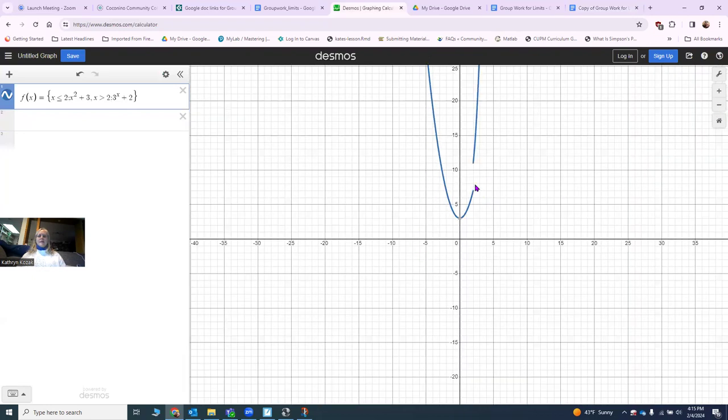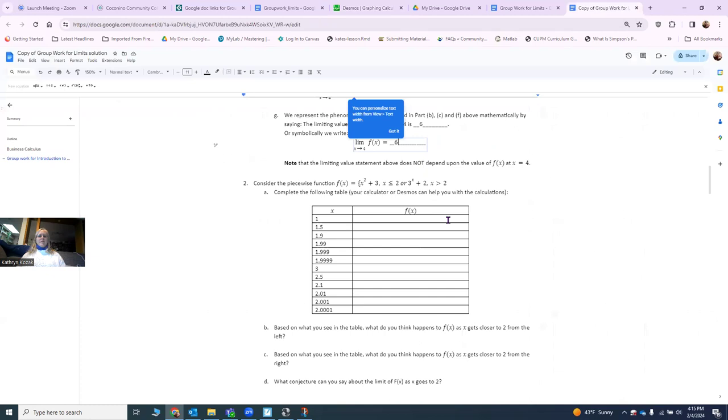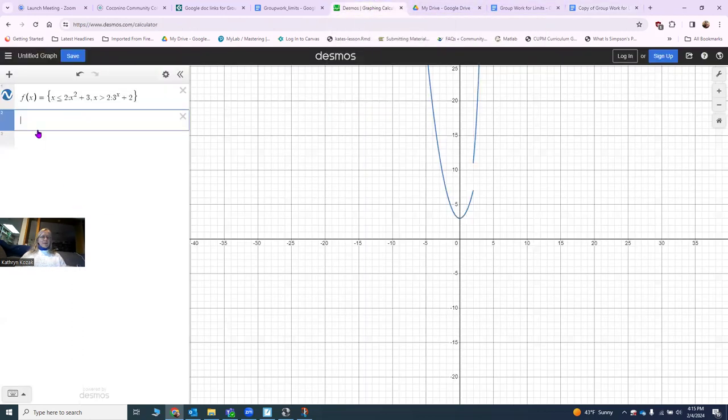So when we're less than 2, we look like x squared plus 3. And when we're bigger than 2, we look like 3 to the x plus 2. Again, I want to evaluate this function at certain values. I want to evaluate it at 1, 1.5, 1.99, 1.999, and so forth. So let's go ahead back to Desmos. We can have Desmos do this.